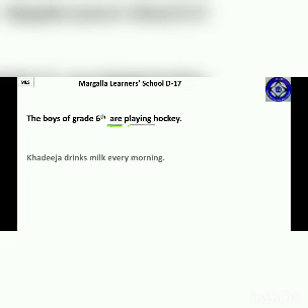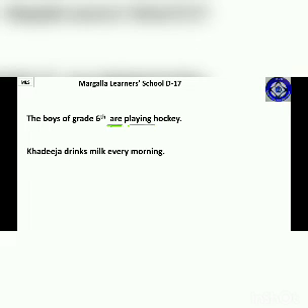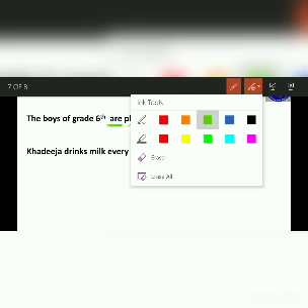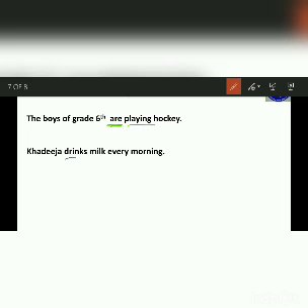Moving forward, Khatija drinks milk every morning. This tense is present indefinite tense, because it is something that is a kind of daily routine, and we see the structure as well, that they are using the first form of the verb.